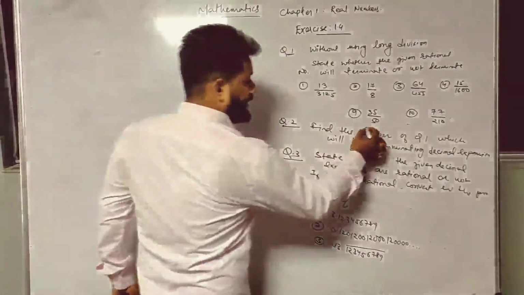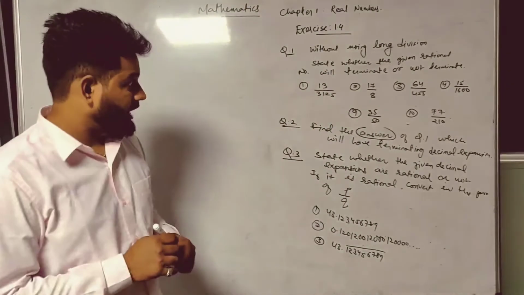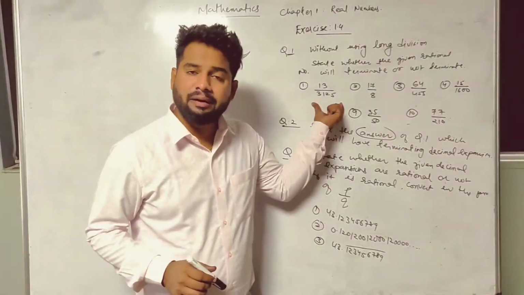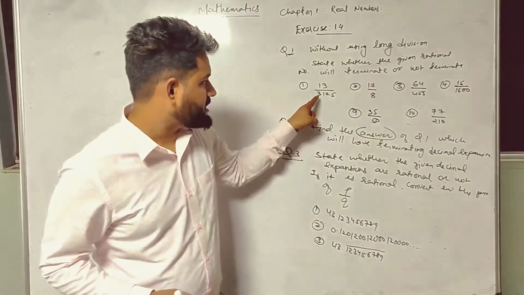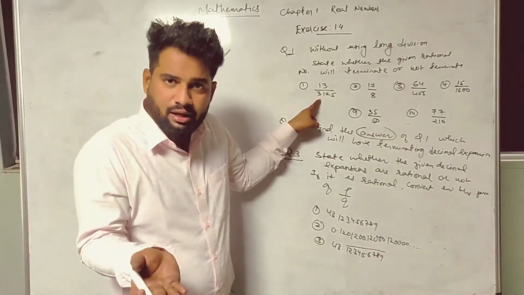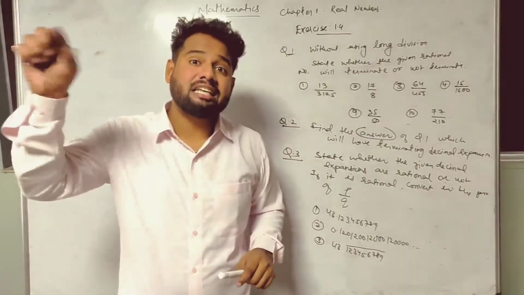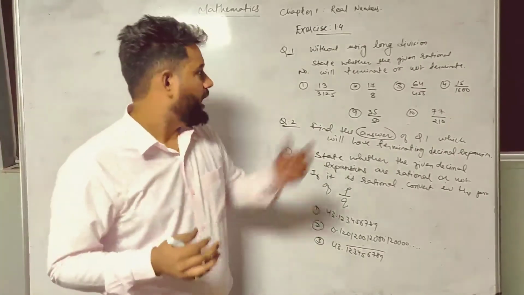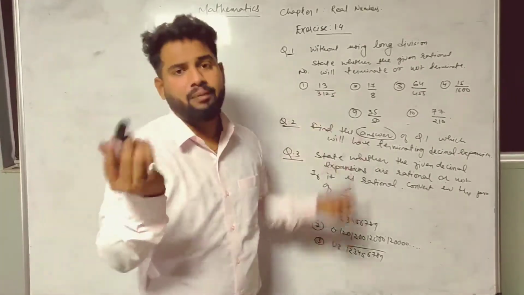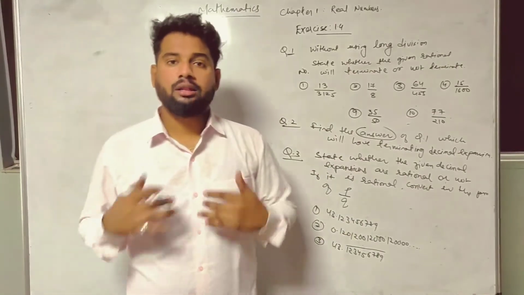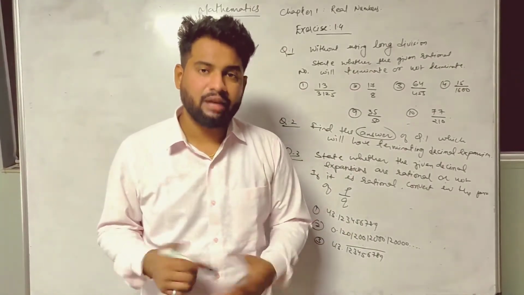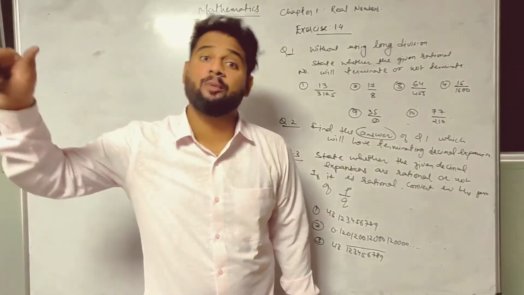Find the answer means, if you are getting a terminating decimal expansion, then you have to give the answer for it. What is the answer of that terminating number? Like 1 by 2 is the rational number. Then you answered that it is terminating. Then what is the answer of 1 by 2? So you will say 0.5.